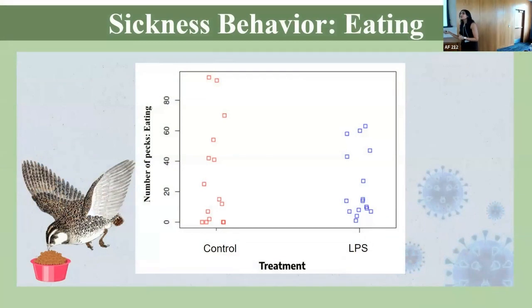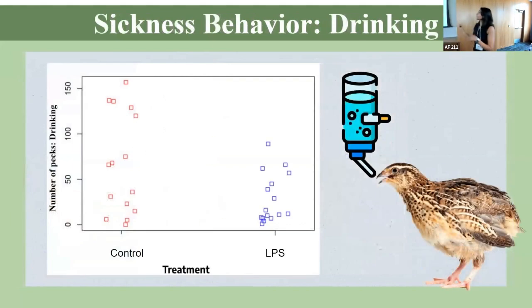So this is an example of how we quantified our sickness behaviors. This one is eating. As you can see, in the control group, which is the red, and then our treatment group in the blue, there's a decrease in the number of eating events that we see in our treatment group. This is consistent with an overall decrease in appetite when you are infected or just feeling sick. And this same behavior is seen in our drinking events, where there are quite a few fewer drinking events in our treatment individuals.